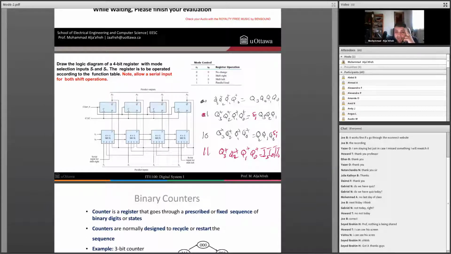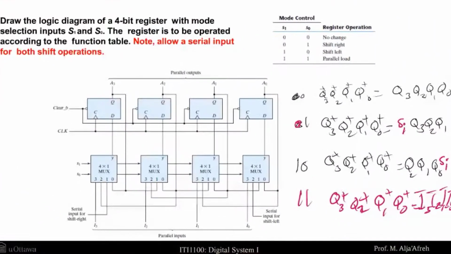Can you see my cursor? Perfect. So this is the least significant bit. At 0, look what happened. At 0, you are basically doing a loop back because the next state is equal to the present state, for the first flip-flop, the second, the third, and the fourth. Now at 0 1, which will allow input 1 from each multiplexer to go directly to the D flip-flop.